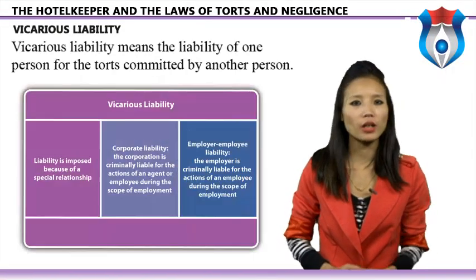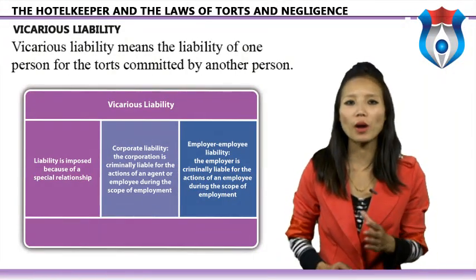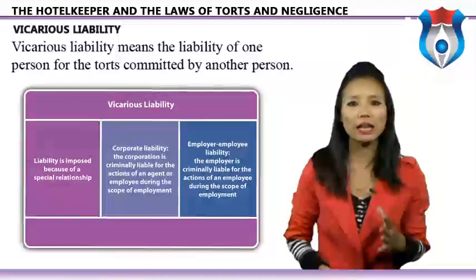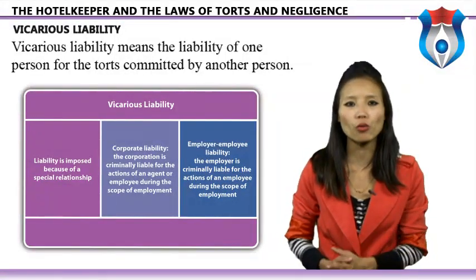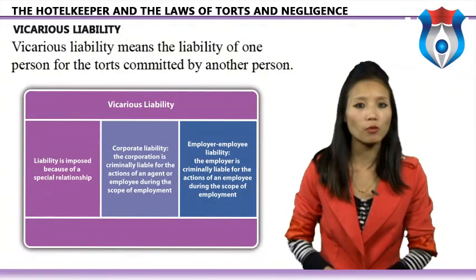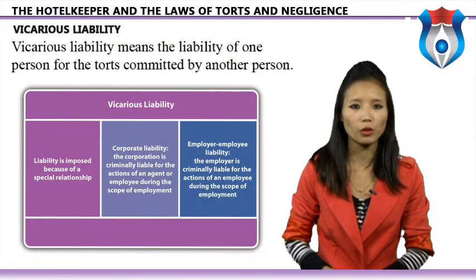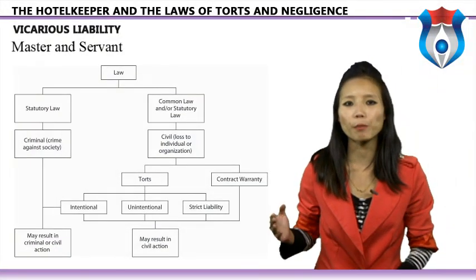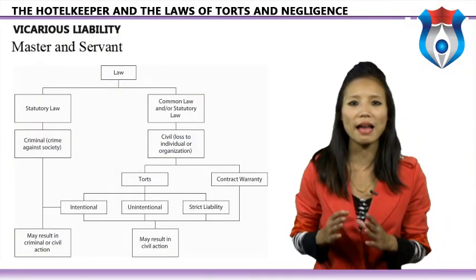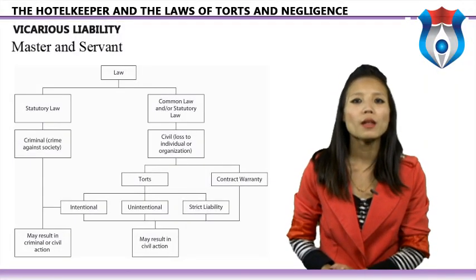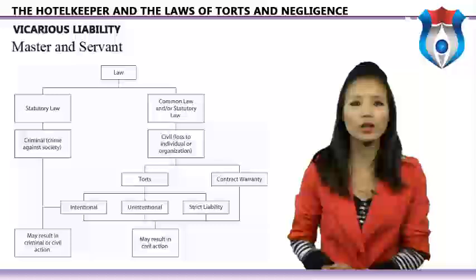Vicarious liability. Vicarious liability means the liability of one person for the torts committed by another person. The general rule is that every person is liable for his own wrongful act. However, in certain cases, a person may be made liable for wrongful acts committed by another person. Master and servant. A servant means a person employed under a contract of service and acts on the orders of his master. The master therefore controls the manner in which his work is done.